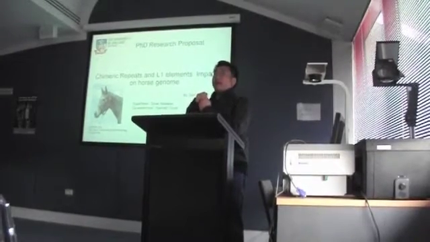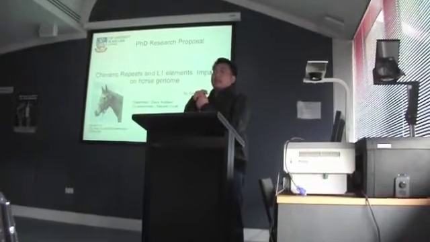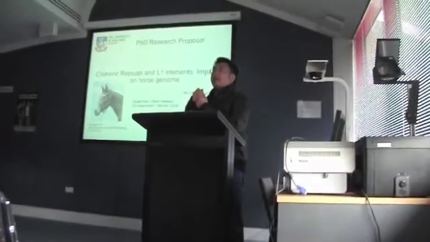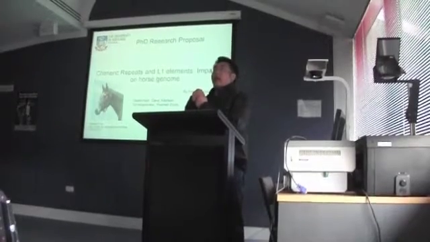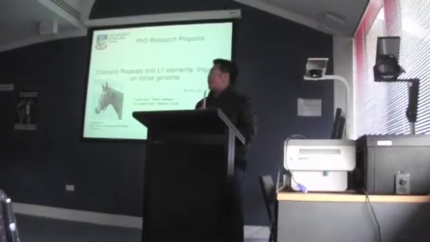Therefore, the horse is an excellent model for centromere repositioning and centromere evolution study. Besides that, the horse is also a good model for human medical research related to infertility, inflammatory disease, and muscle disorder. So most of my PhD research will be focused on the horse genome.